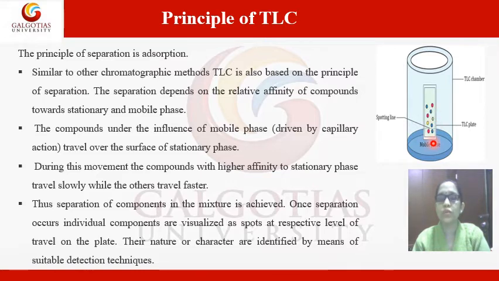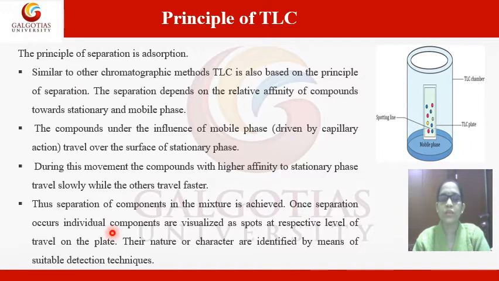This is the spotting line, this is the mobile phase under the TLC plate, and this is your TLC chamber. During these movements, the compounds with high affinity towards the stationary phase will travel slowly while others travel fast. So the separation of components in a mixture will be achieved.